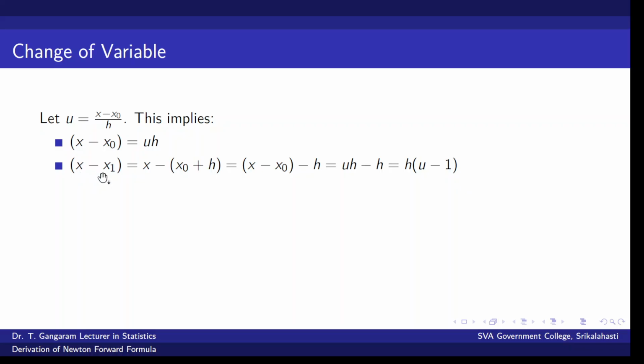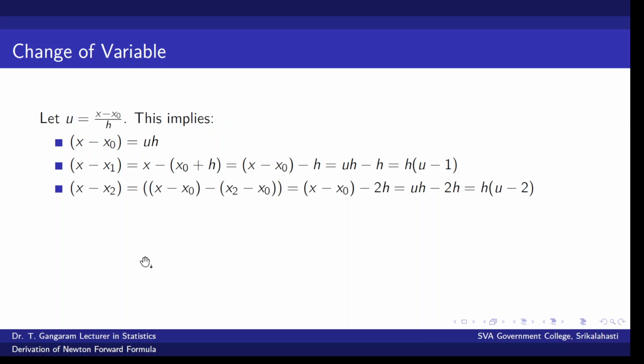Similarly, x minus x1 is equal to x minus (x0 plus h). We can find x1 by adding the interval h to x0, so x1 is equal to x0 plus h. This is equal to x minus x0 minus h. We already found that x minus x0 is equal to uh. So x minus x1 is equal to uh minus h. By taking h common, we get h into (u minus 1).